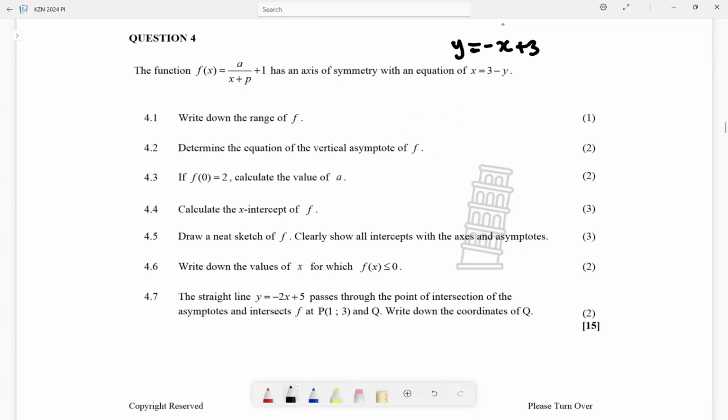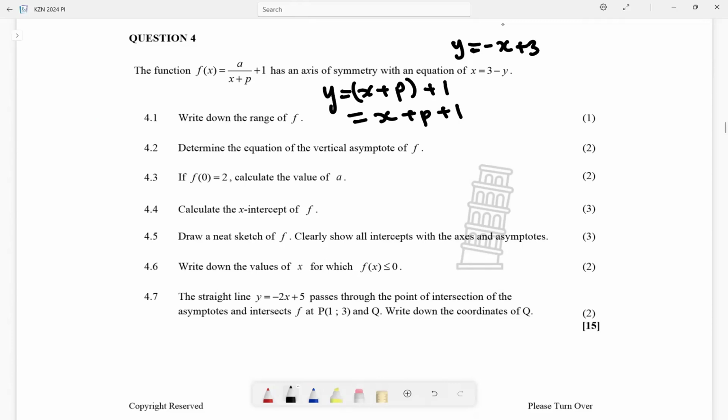Determine the equation of the vertical asymptote of f. So they want the vertical asymptote. Remember I said this is the horizontal asymptote, and this is the vertical asymptote. How can we get that? Remember when I take this part, it gives me the axis of symmetry, right? So if I say y is equal to x plus p plus 1, this is the axis of symmetry.